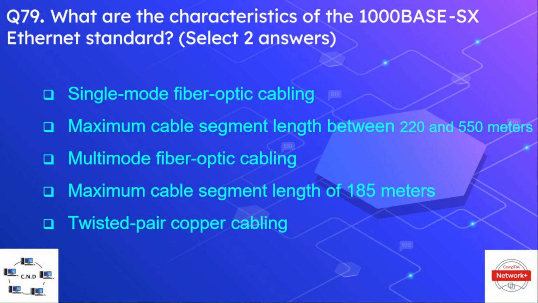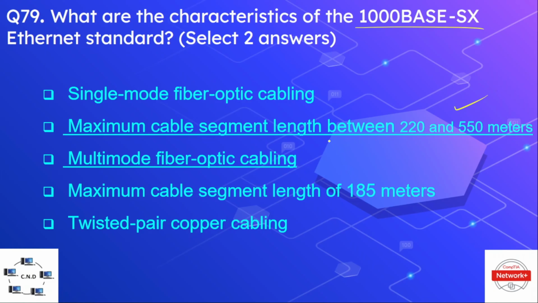Question number 79 is: what are the characteristics of the 1000BASE-SX Ethernet standard? And we have to select two answers, and the correct answers are that it has a maximum cable segment length between 220 and 550 meters, and it is a multi-mode fiber optic cabling. So these two are the correct options.